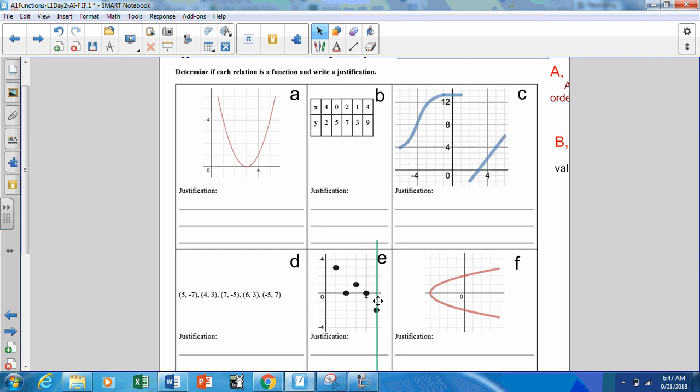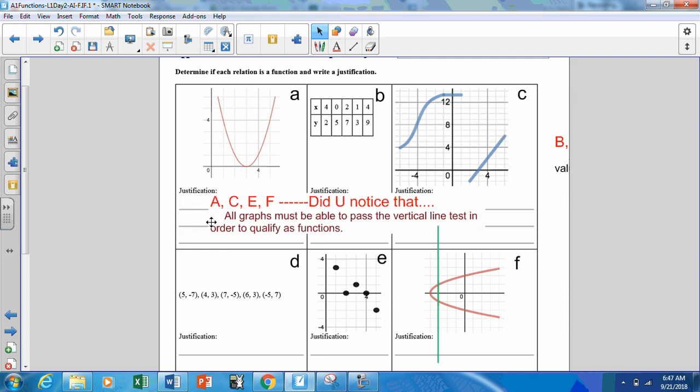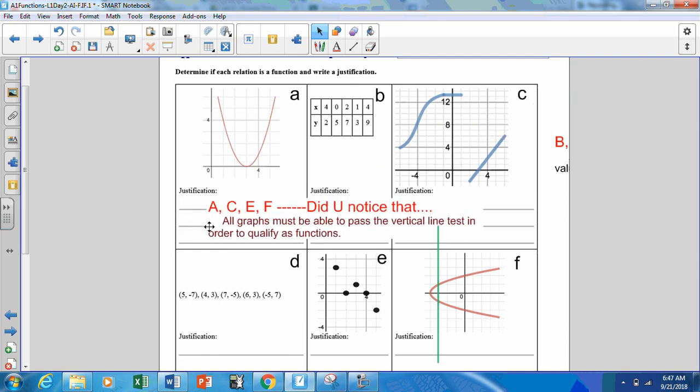So I want you to take a moment and write this in your notes. Did you notice that for A, C, E, and F, all graphs must be able to pass the vertical line test in order to qualify as functions? Take a moment and write that down. All right, let's clear this out.